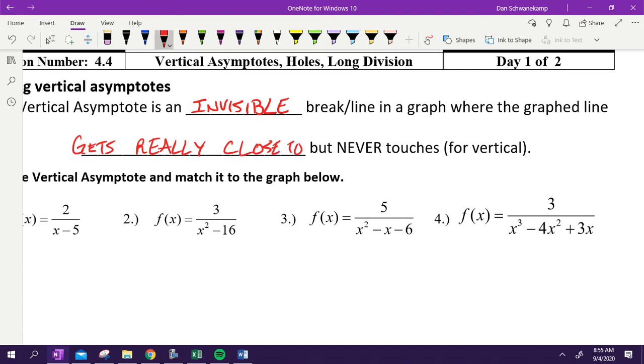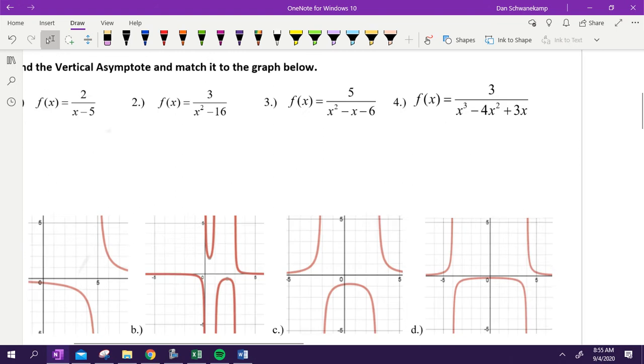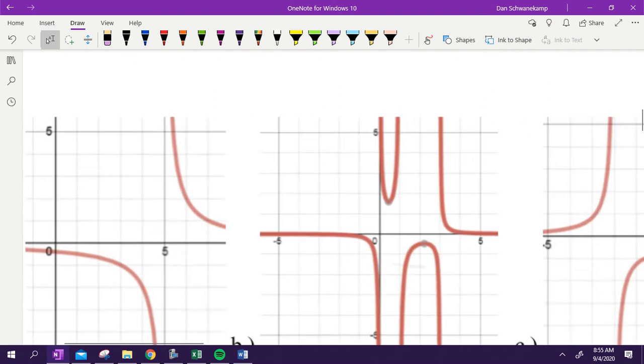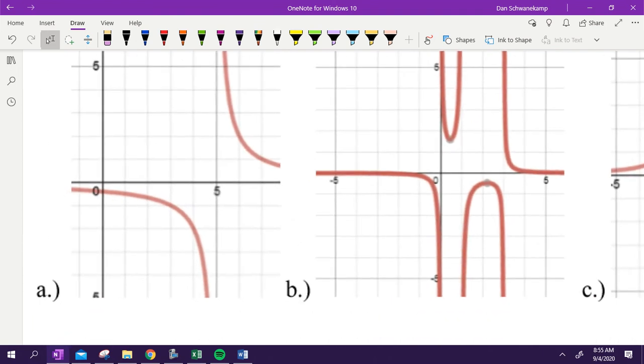But never touches. Okay, and that's just for vertical asymptotes. We can touch or cross a horizontal asymptote, but we're talking about vertical asymptotes. We're going to get really close to it, but never touch. Okay, so if you look at these examples down below, you can see hopefully a vertical break in my graph. For example, on letter A, where would you draw a vertical line that would split this thing up?